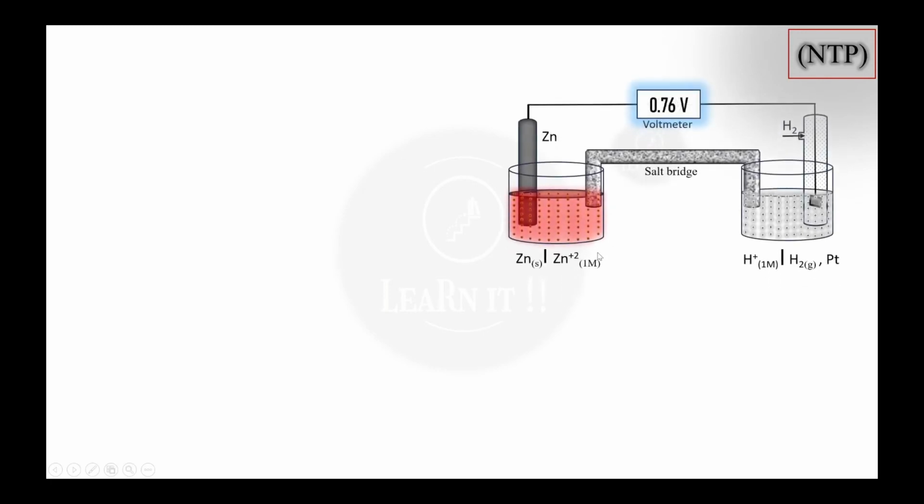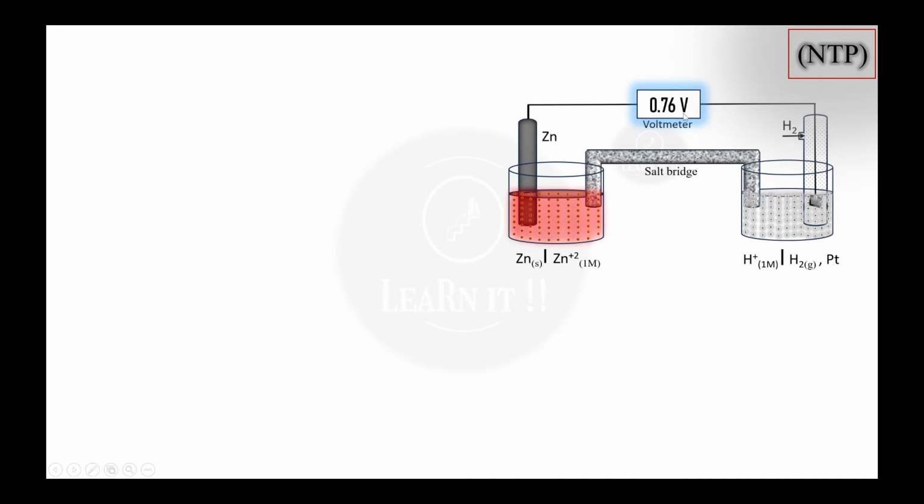This is called variation of cell potential. So we use a zinc anode. Let us learn with that example. First one, consider it is NTP. Here the zinc is connected to a standard hydrogen electrode, so the voltmeter shows a reading of 0.76 volt.